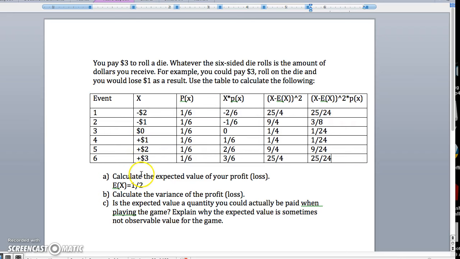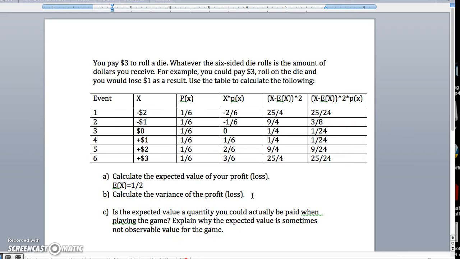So we have our table filled out. We have our expected value, which again, we added up all the values in column 4. And now it's asking to calculate the variance of the profit loss. Well, in order to calculate the variance of the profit loss, all we have to do is add up all the values in our last column right here.